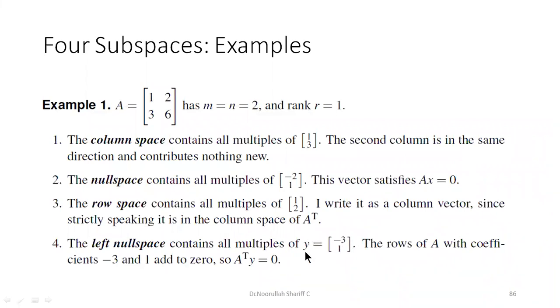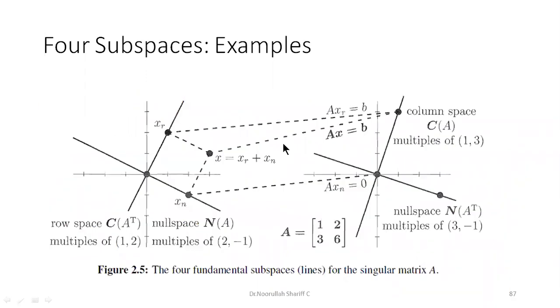So whether you write it as y or x, it hardly matters. Now this will be minus 3, 1. The rows of A with coefficients minus 3 and 1. So multiples of y equal to minus 3, 1 will be the left null space. Now we need to plot this.